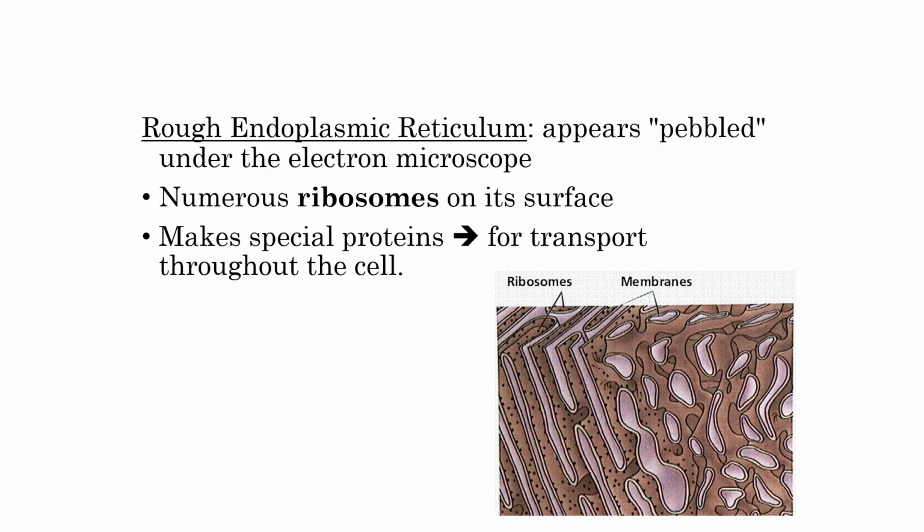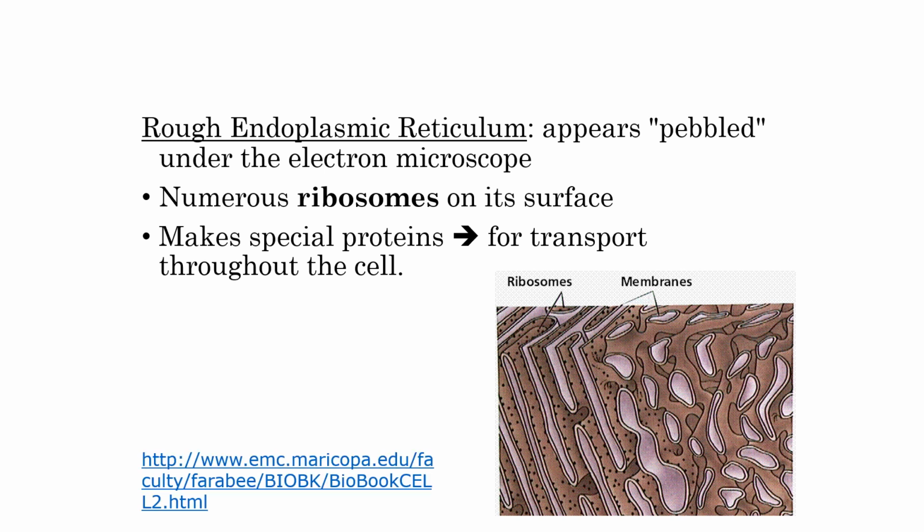Like we said earlier, our rough ER has numerous ribosomes on its surface, so it makes special proteins for the cell. So we know that our rough ER makes those proteins for the cell. And here we have a picture of an electron micrograph of our rough ER. You can see the ribosomes on the surface.